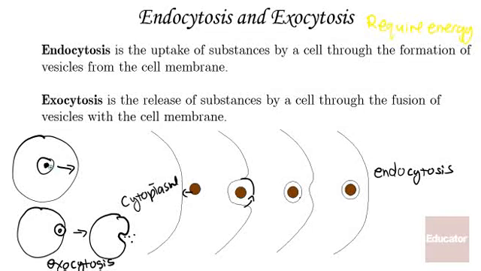For example, exocytosis could be used to release a protein that was made on the rough endoplasmic reticulum. That protein would then be processed in the Golgi apparatus, packaged in a vesicle, and then it could be released from the cell, or sometimes this vesicle will fuse with the cell and the protein will just end up on the cell membrane.